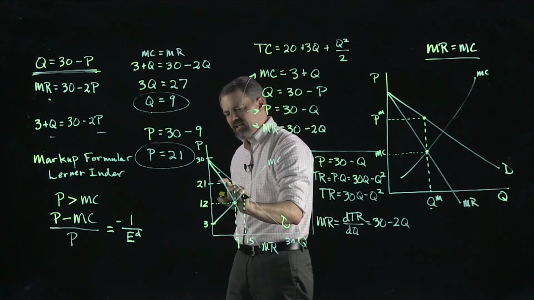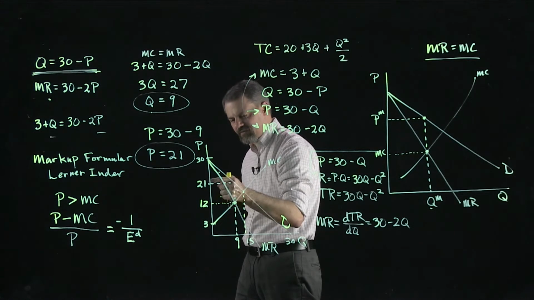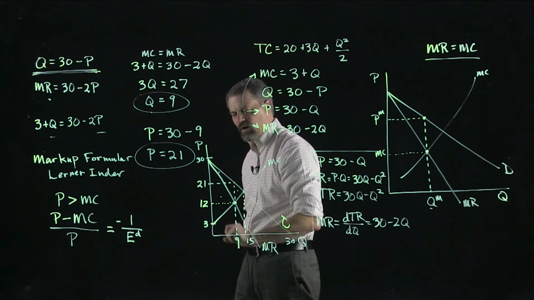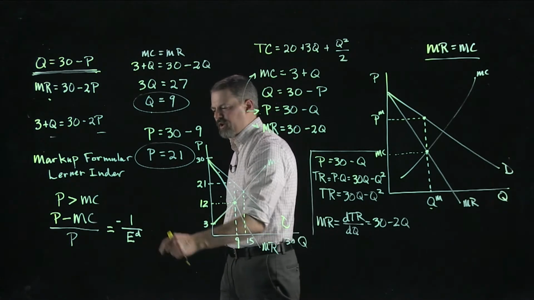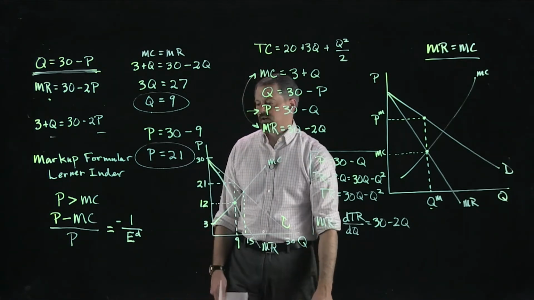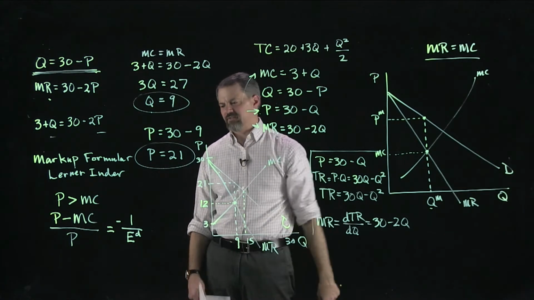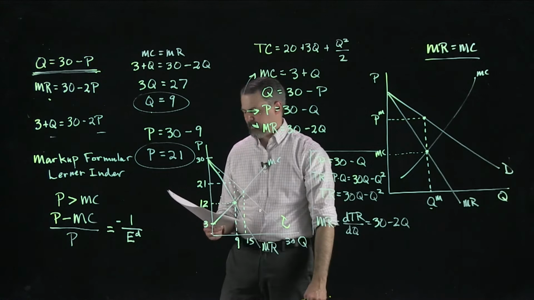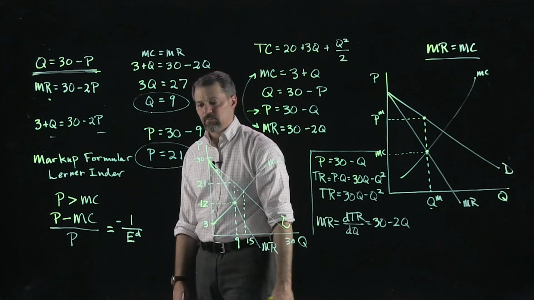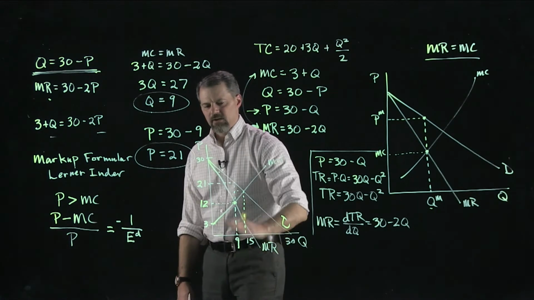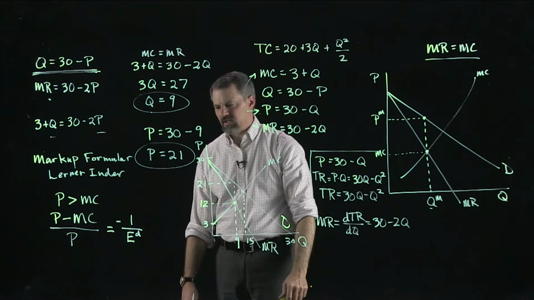And then we divide that by the price, which would be 21. So it's telling us in percentage terms, how big is this markup? What percentage of the total price is this markup? And it turns out that it's equal to the inverse of the elasticity of demand. Okay? So the more elastic demand is, the smaller the markup. In other words, the flatter the demand curve is, the smaller the markup is.